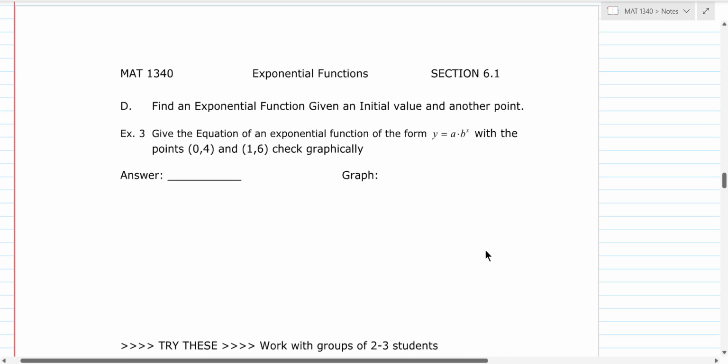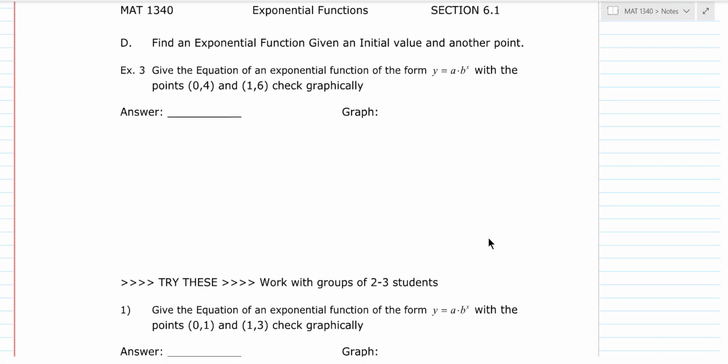Okay, so on the next page, we're given an equation of an exponential function that has the form y equals a times b to the x, with these 2 points. So we're going to try to figure out what a and b are. So here's what you have to do first. Step 1 is you want to use the point (0, 4). Okay, you want to start with that point. So write down the function y equals a times b to the x power.